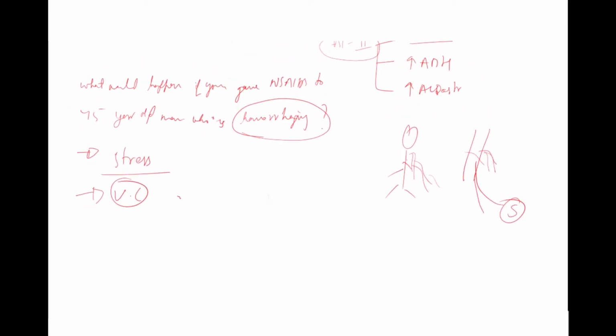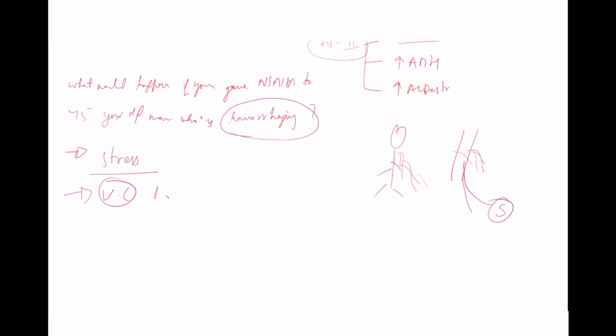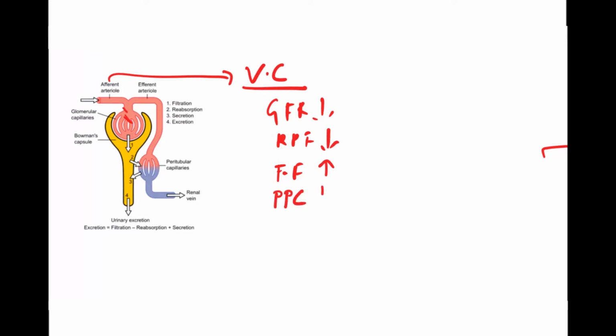So let's go back to our case. It vasoconstricts the afferent arteriole. So what happens when it vasoconstricts the afferent arterioles? What happens to the GFR? Let's talk about what normally happens when the afferent arteriole is vasoconstricted. GFR decreases, renal plasma flow decreases, and the filtration fraction increases, and hydrostatic pressure in the peritubular capillaries decreases, while oncotic pressure in the peritubular capillaries increases.